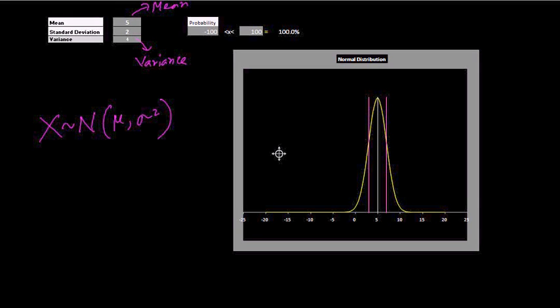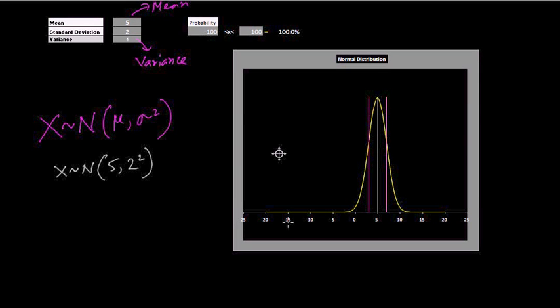So for this particular example, when you have the mean as 5 and the variance as 4, meaning 2 squared, this is what the picture looks like. This is the mean, the middle, and these two bars here are actually one standard deviation. So think about it.